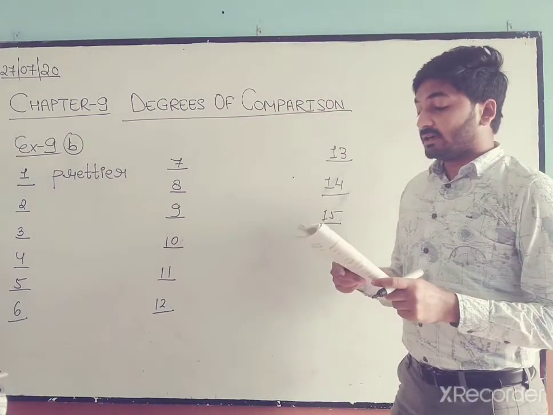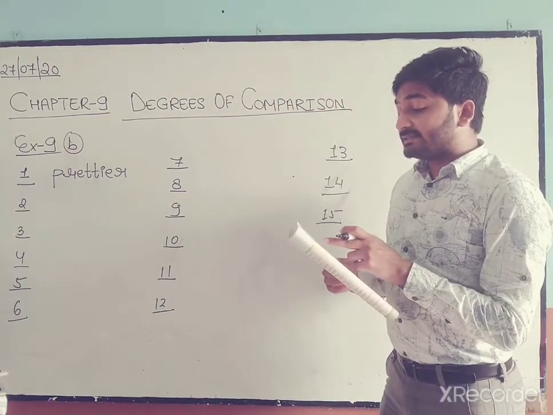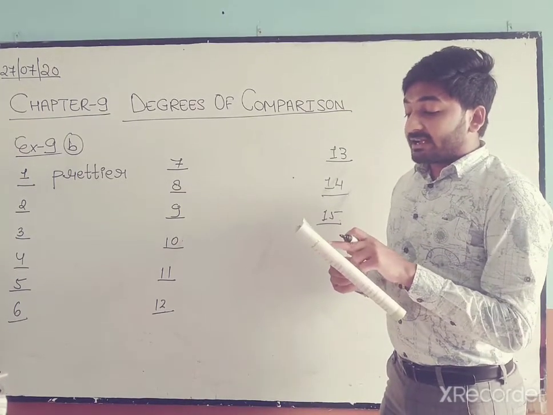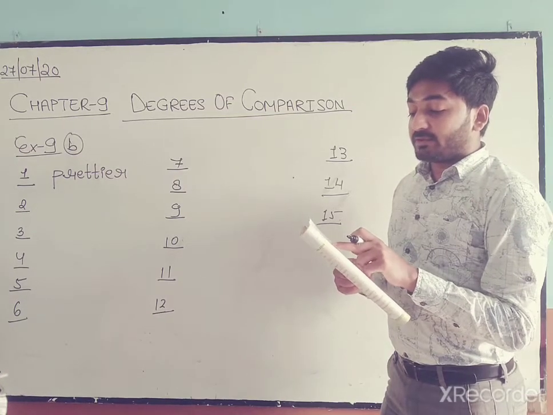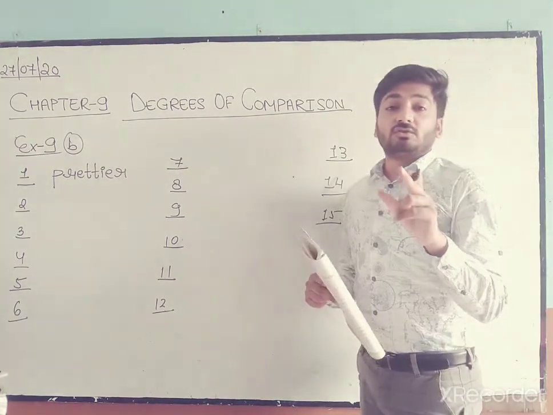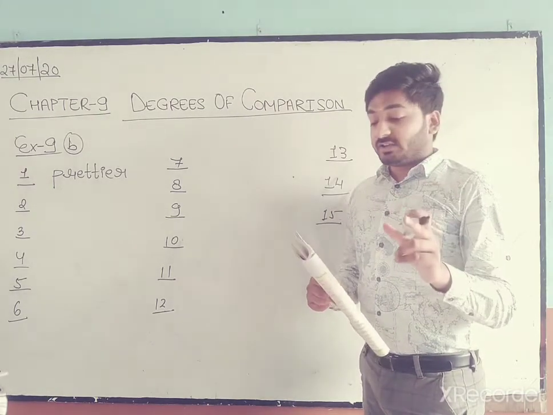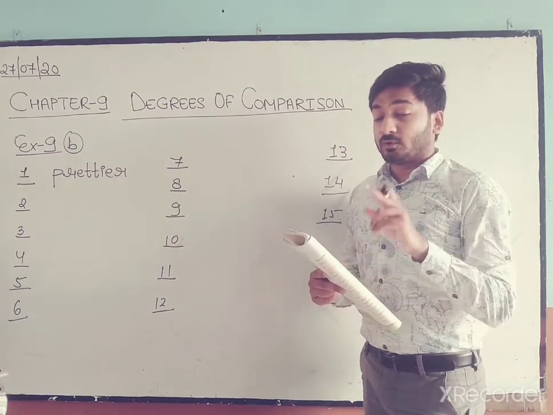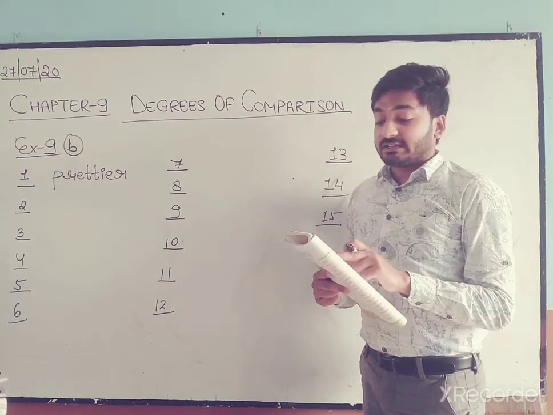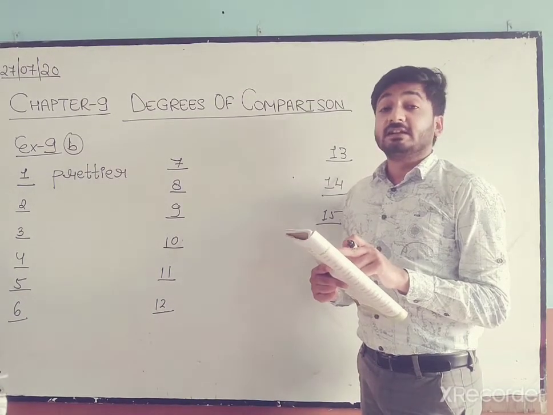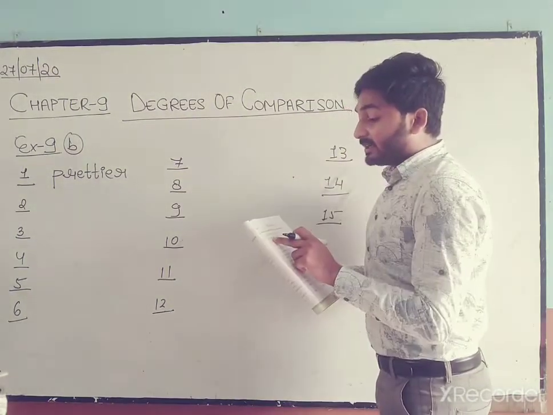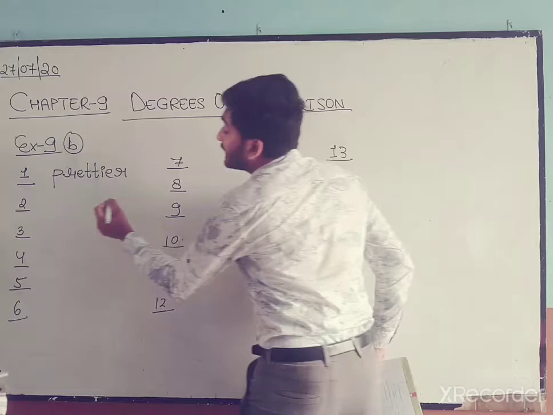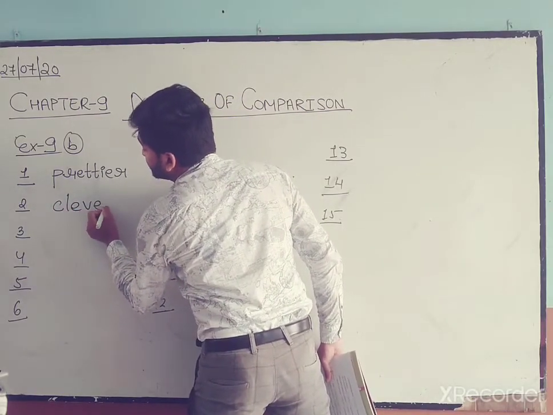Okay, comparative degree. Number 2, Matt is the dash boy in the class. Clever is given. Before the blank you can see the is given. When I was teaching you adjectives and articles, I told you that the will come before the superlative degree. As you can see here, before the blank there is the. That means here we will fill the superlative degree. Matt is the cleverest boy in the class. See, we are comparing him with the whole class. So what will it be? Cleverest.